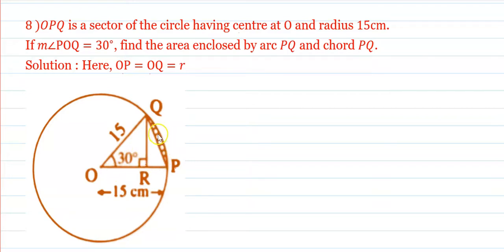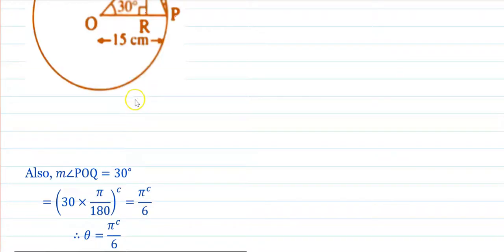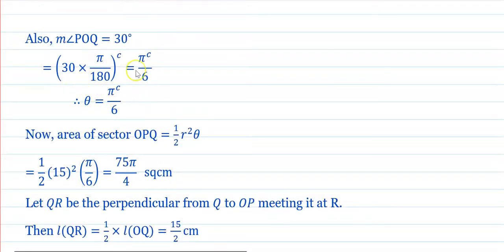Area of sector is easy. 1 upon 2 r square into theta. Again see, measure of angle POQ is 30 degree. Convert this degree to the radian. 30 into pi upon 180, that is pi by 6 radian. The area of the sector OPQ is 1 upon 2 r square into theta. R is 15. 1 upon 2, 15 square into pi by 6. Normal simplification is there. You will get 75 pi by 4 square centimeter.